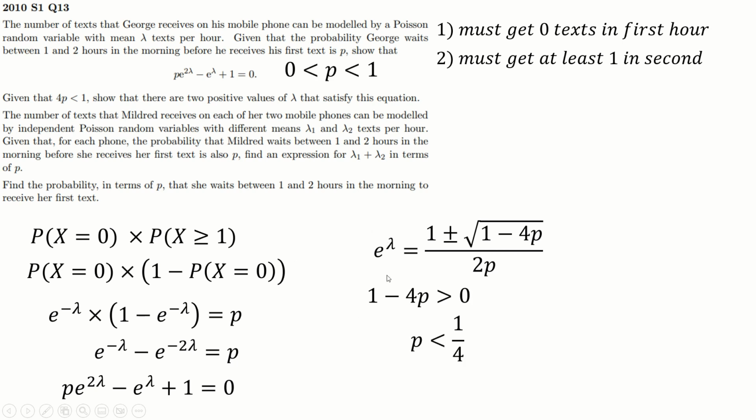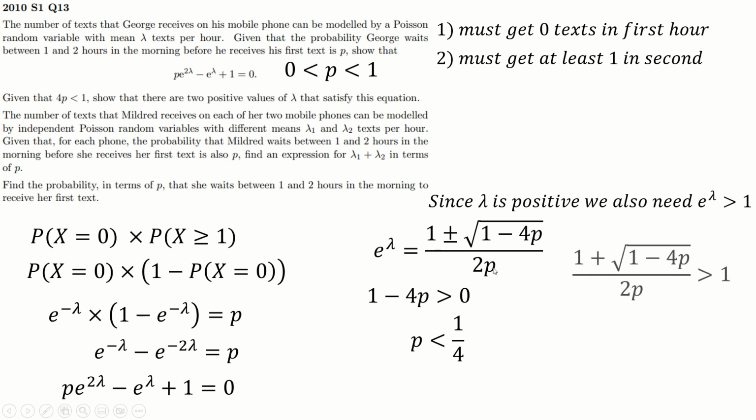Well, we also need e to the lambda. Lambda is a positive number, right? Because you can't receive minus texts. So lambda is a positive number. e to a positive number is bigger than 1. So we also need both of these two answers to be bigger than 1. So that means we need 1 plus this over this to be bigger than 1, which we'll assess first. And we also need 1 minus this over this to be bigger than 1. Let's do this one first.